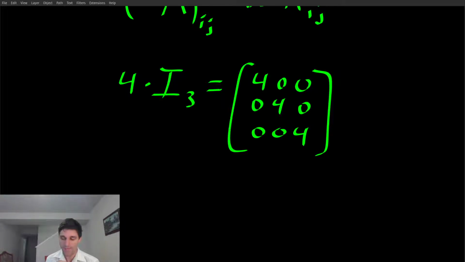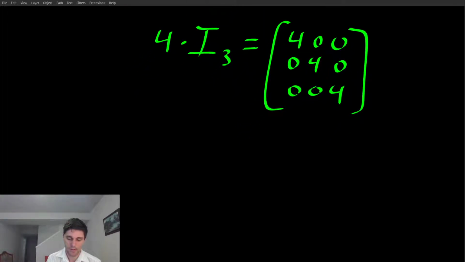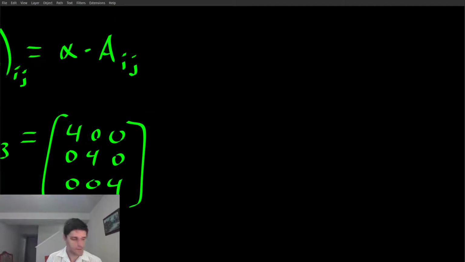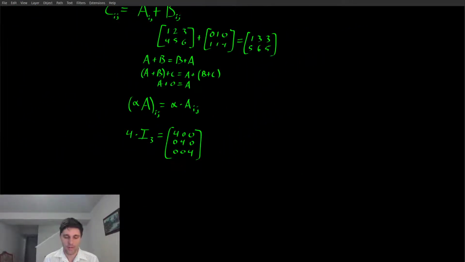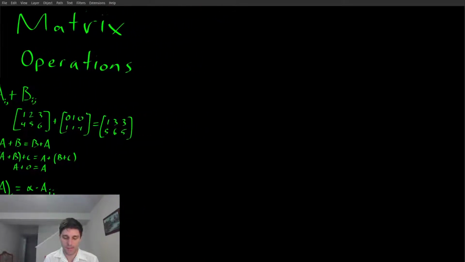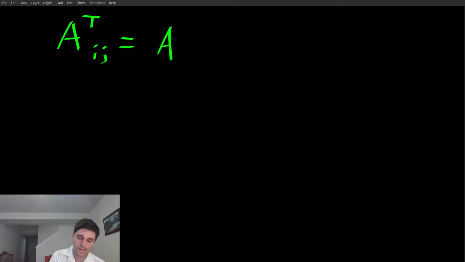We do have a new operator, which is the transpose operator. Okay, so all this was adding. Let's go over here and do transpose. So we say A transpose ij is Aji.